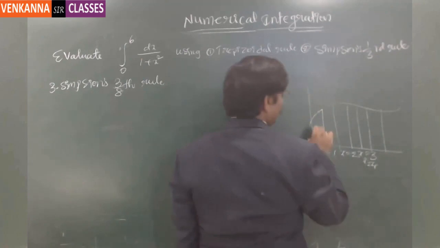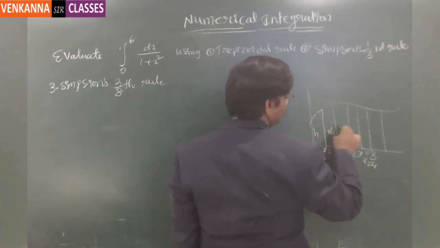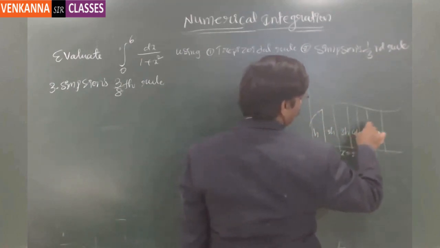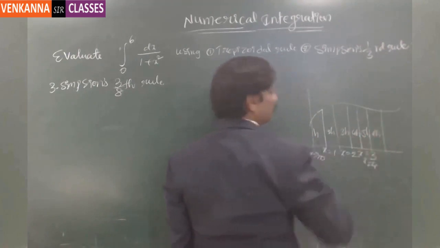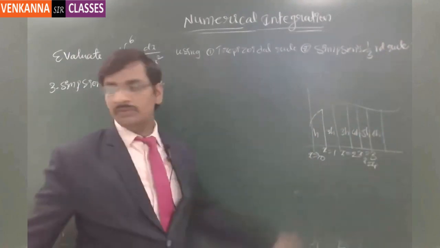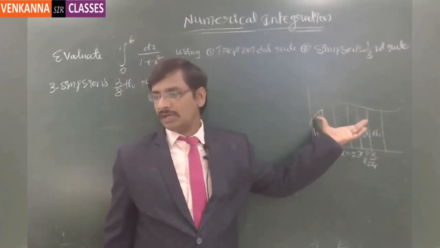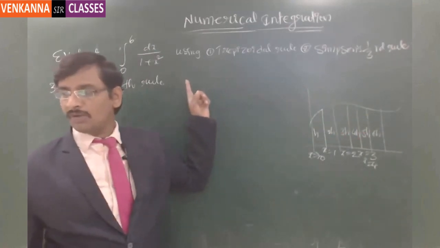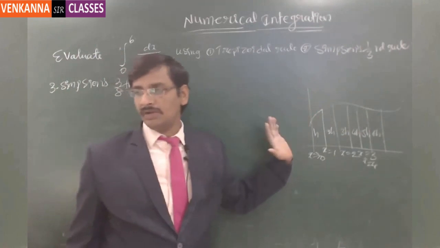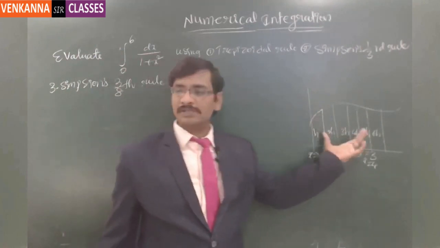So this is 1h, 2h, 3h, 4h, 5h, and 6h. So 6 different intervals actually we have divided this. But actually this curve is a random curve I have given. It's not a curve of 1 by 1 plus x square. This is a random curve I have given for the explanation purpose of these intervals.